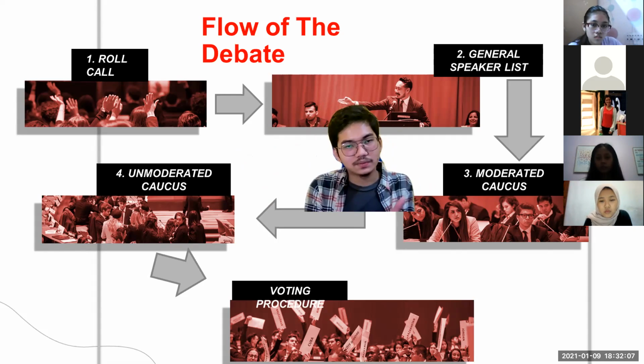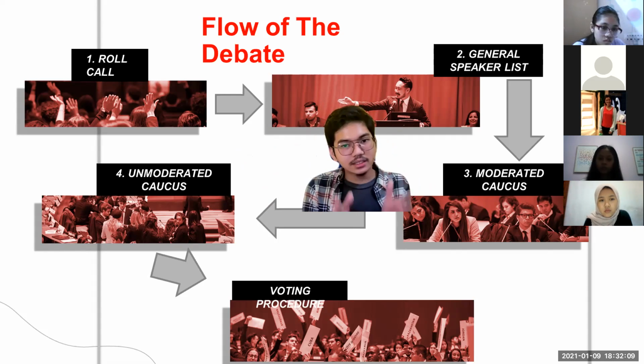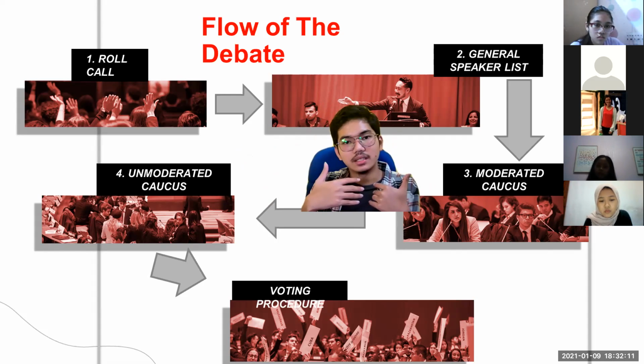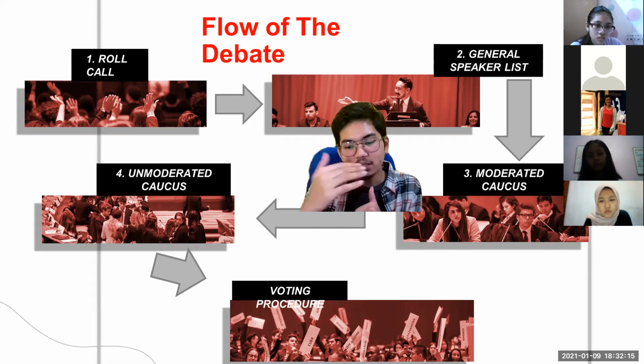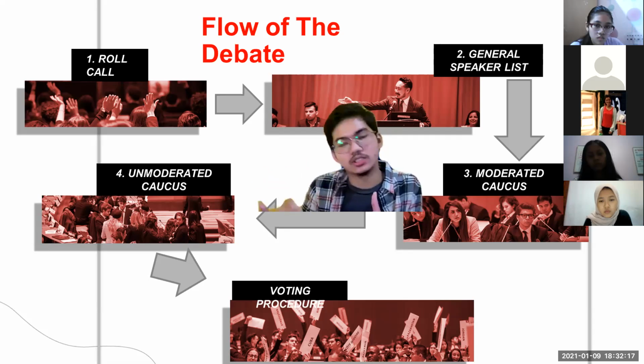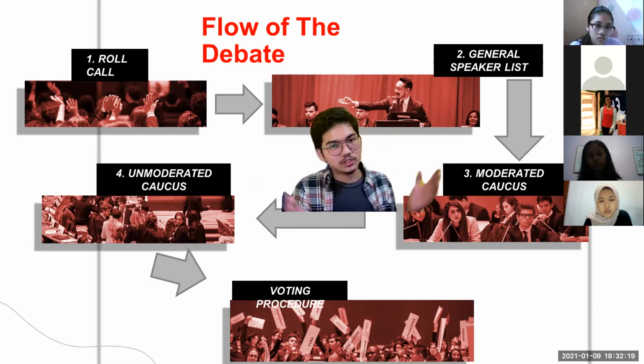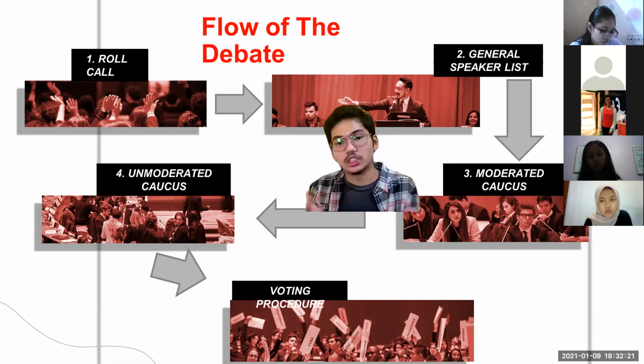So what is the function of the general speakers list? It is a list of speakers presented at the chair's discretion to talk about an issue in a way that depends on the situation. Basically, that's the most general definition of GSL.